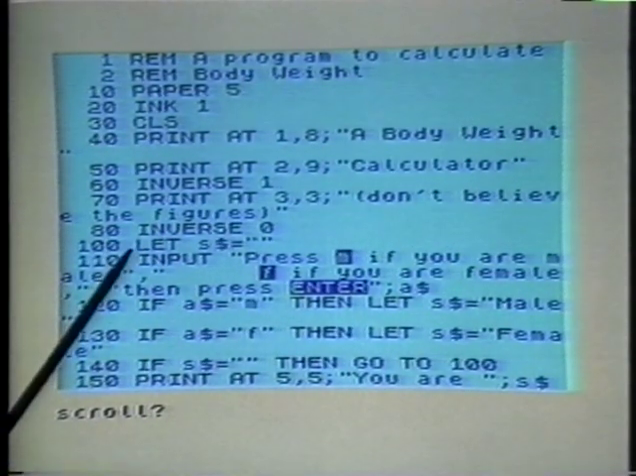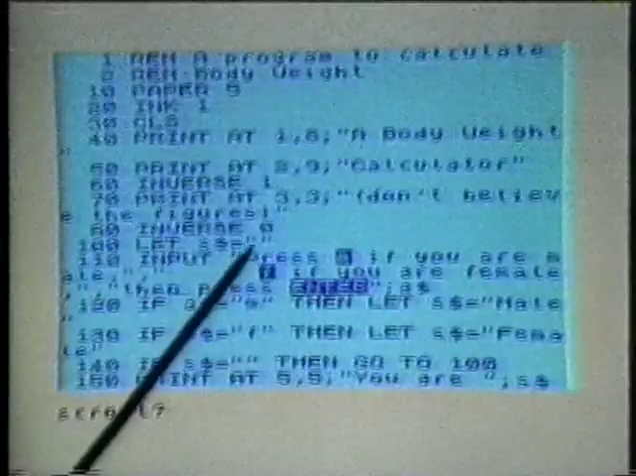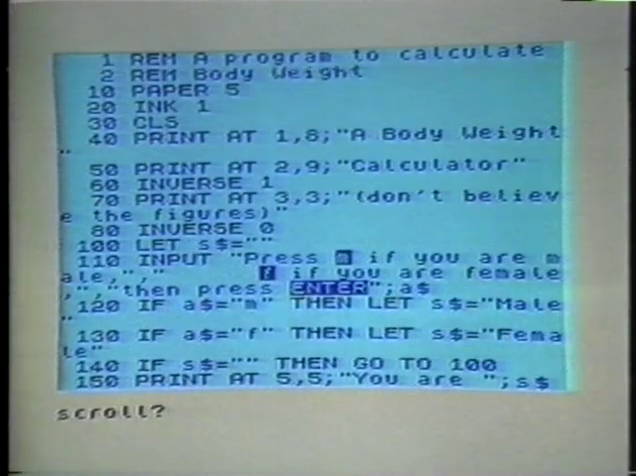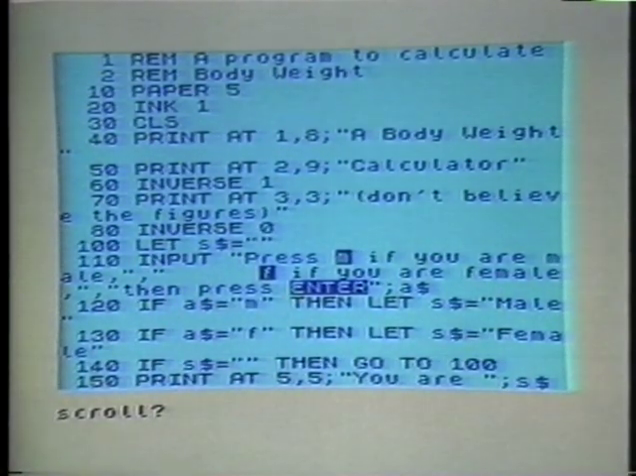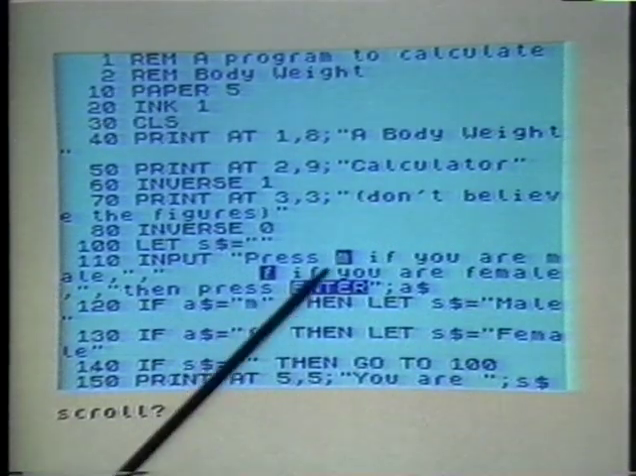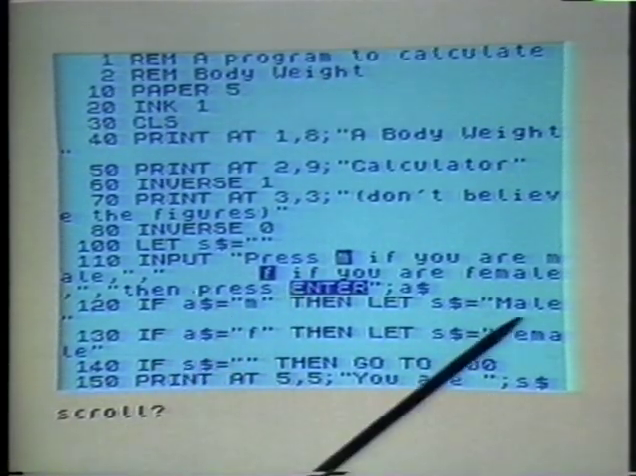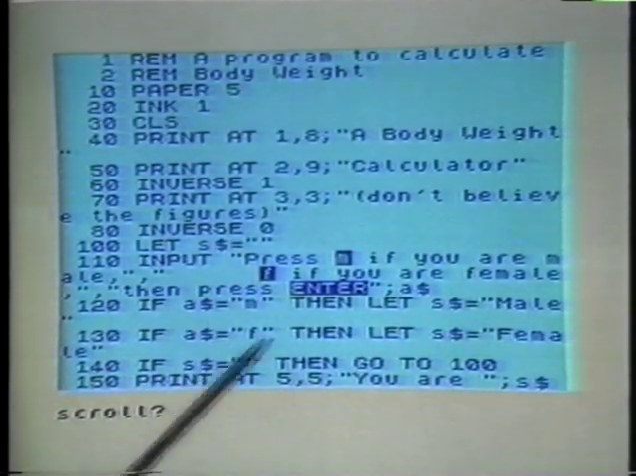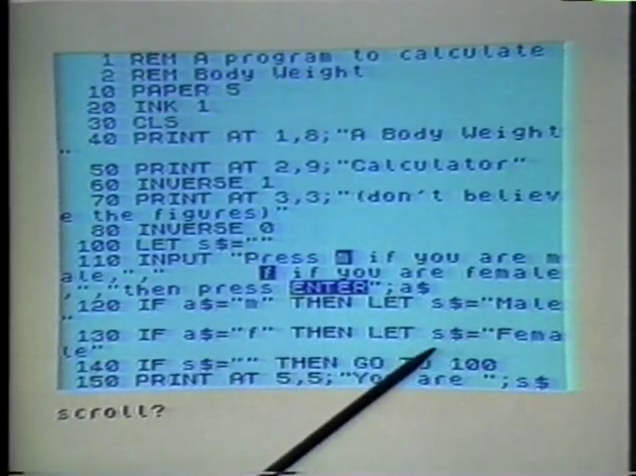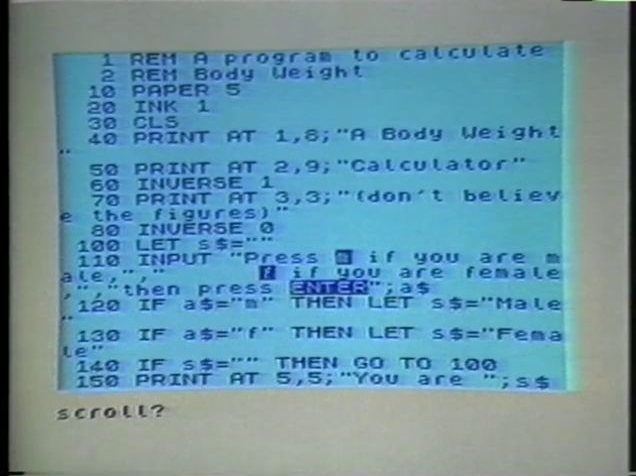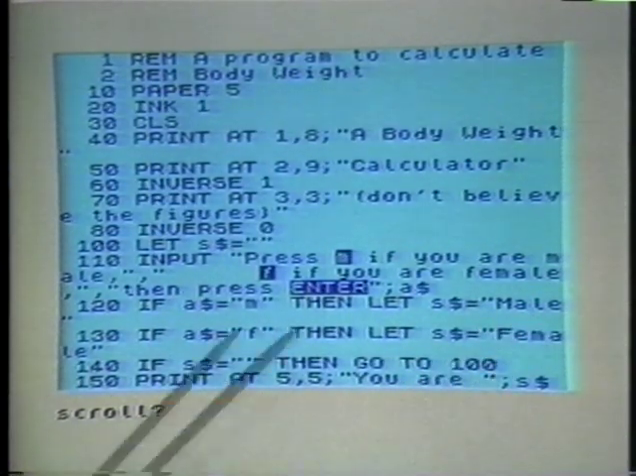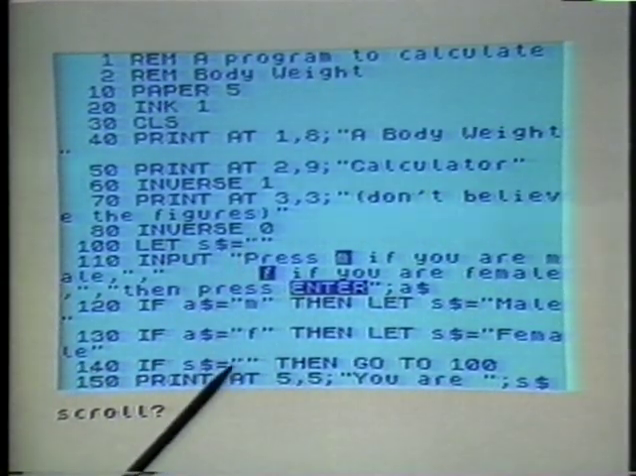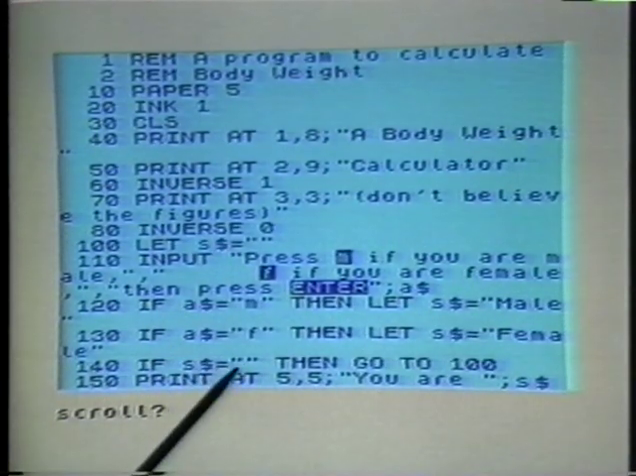Up here we have another let statement. Now what did we put into S$ here? We put nothing. Quotation mark, quotation mark. We said put into S$ no characters at all. Why did we do that? Well, if we entered an M, then we put male into S$. If we entered an F, we put female into S$. But if we made a mistake and something different went into A$, we don't get male or female put in there. S$ will still have nothing in it. If S$ has got nothing in it, that will be true.